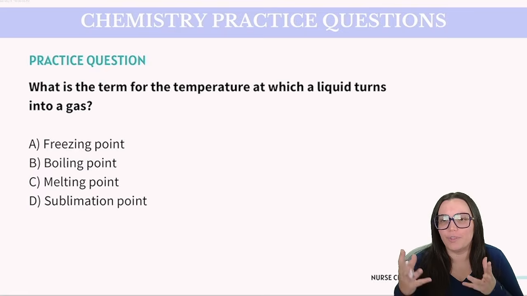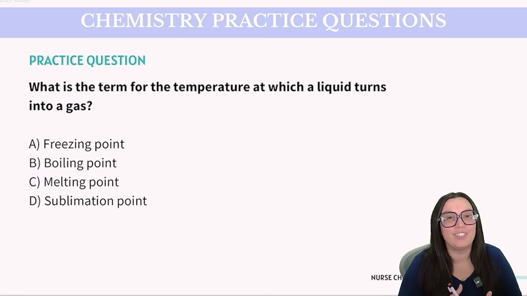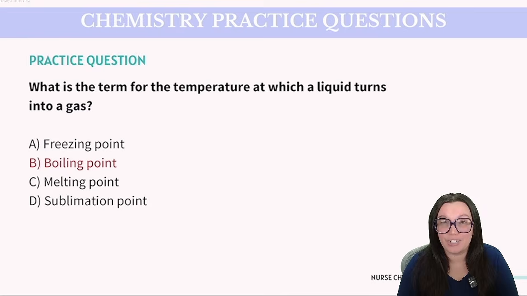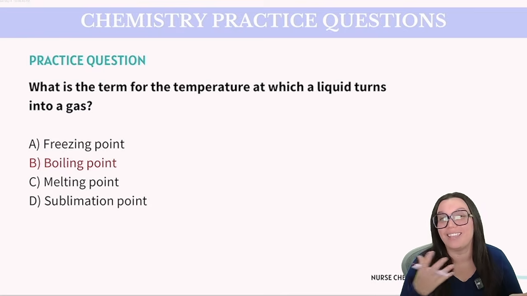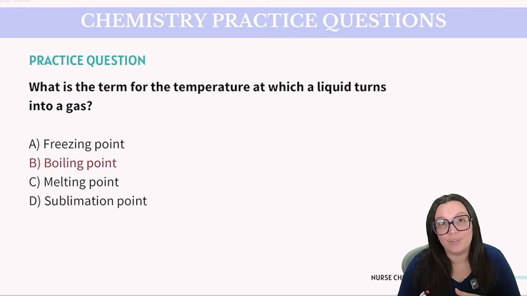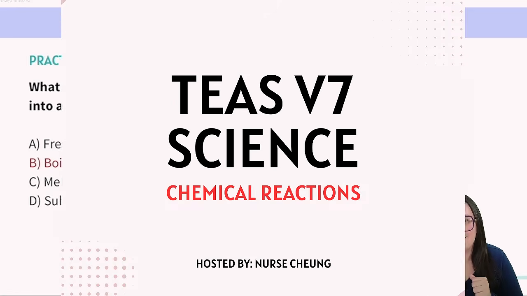What is the term for the temperature at which a liquid turns into a gas? Is it the freezing point, boiling point, melting point, or sublimation point? And the correct answer is B, the boiling point. The boiling point is the temperature at which liquid changes into a gas, occurring throughout the bulk of the liquid, not just on the surface as we see with evaporation.